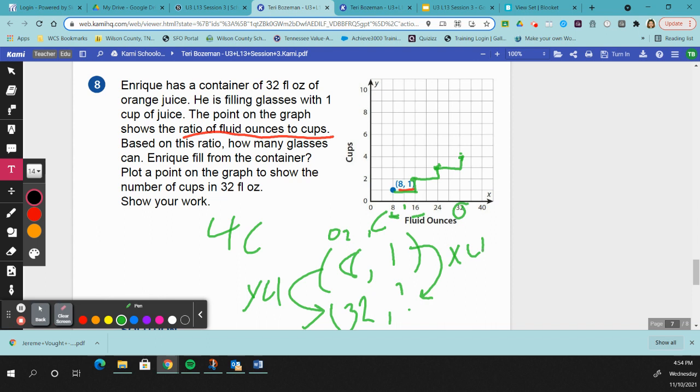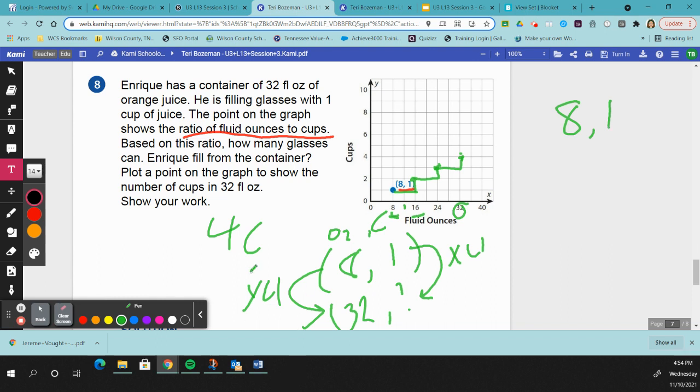Also, students have noticed that when you have a ratio where you're comparing a value to 1, then you could also just divide right off the bat. So if you have 32 fluid ounces and 8 ounces per 1 cup, then you could go ahead and say 32 divided by 8, which would be 4. So he fills up 4 cups.